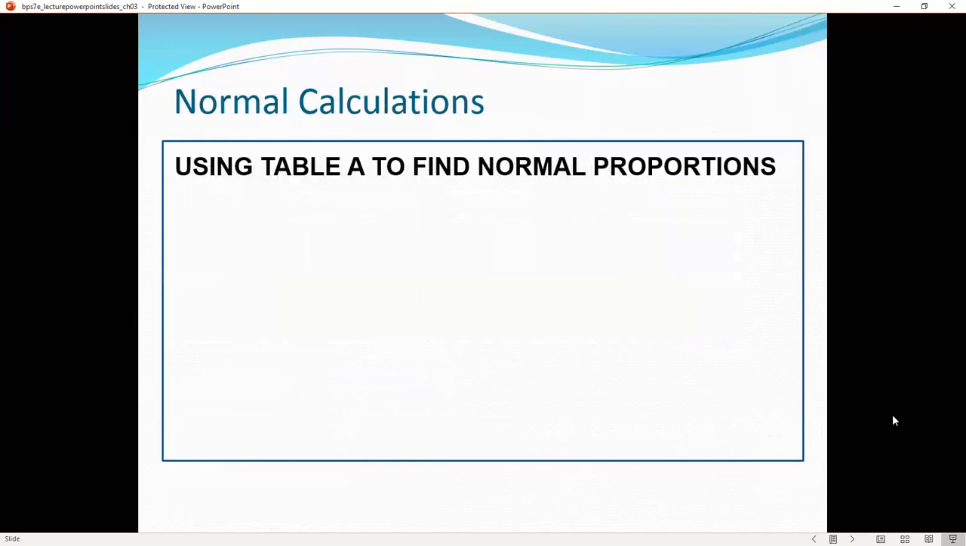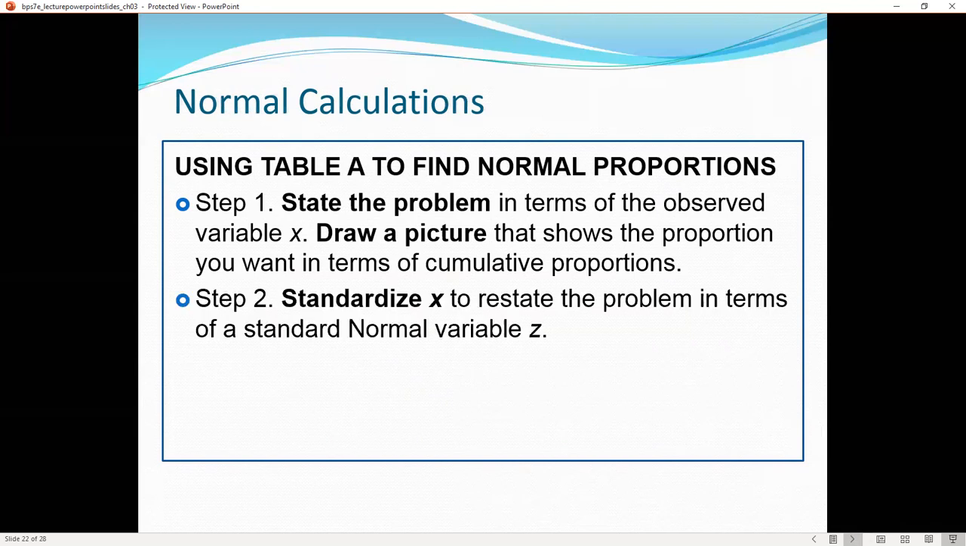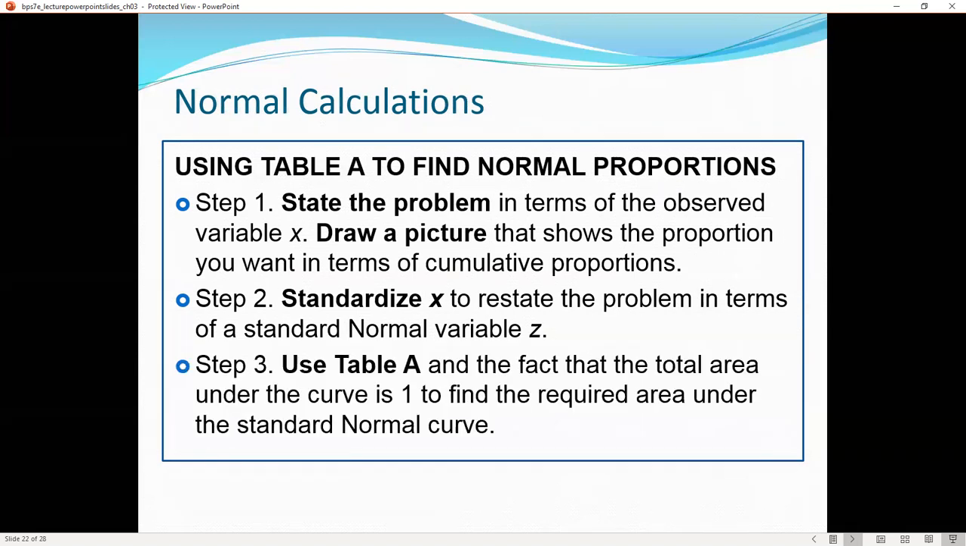Using table A to find the normal proportions. Step 1, state the problem in terms of the observed variable x. Draw a picture that shows the proportion you want in terms of cumulative proportions. Step 2, standardize x to restate the problem in terms of the standard normal variable z. Use table A and the fact that the total area under the curve is 1 to find the required area under the standard normal curve.